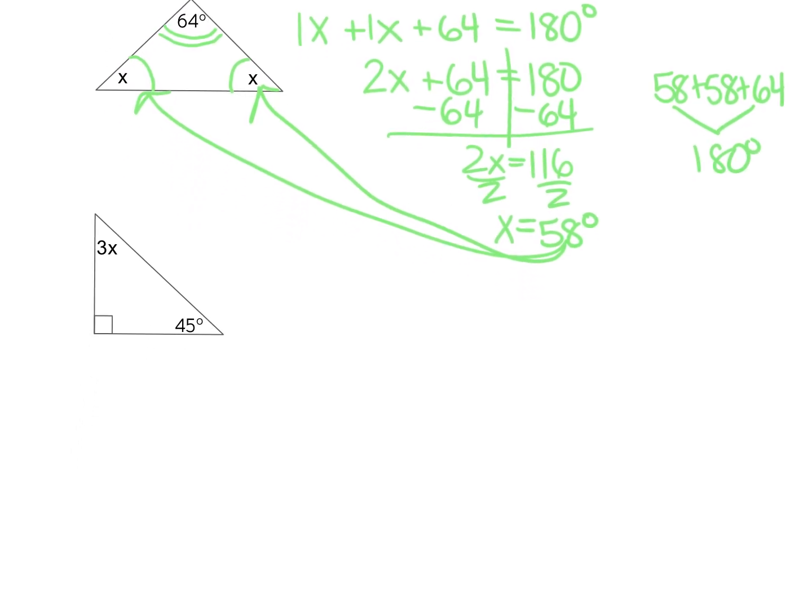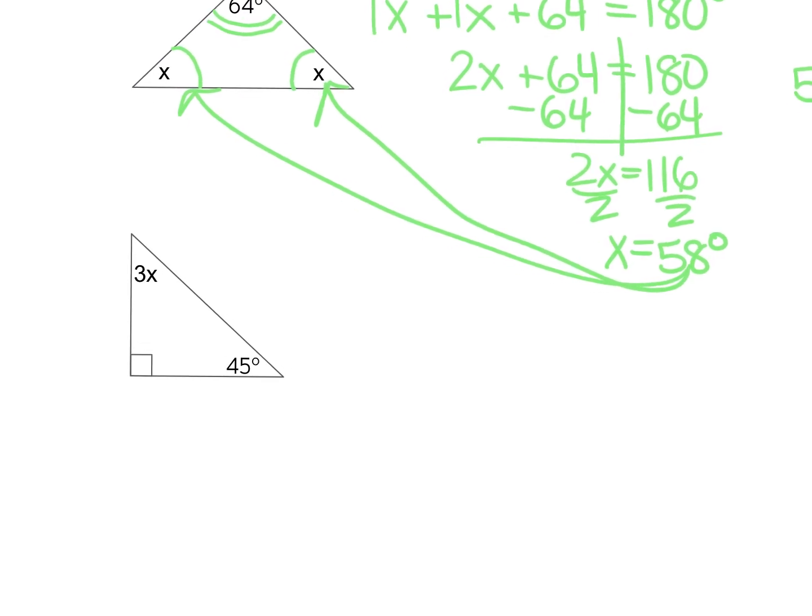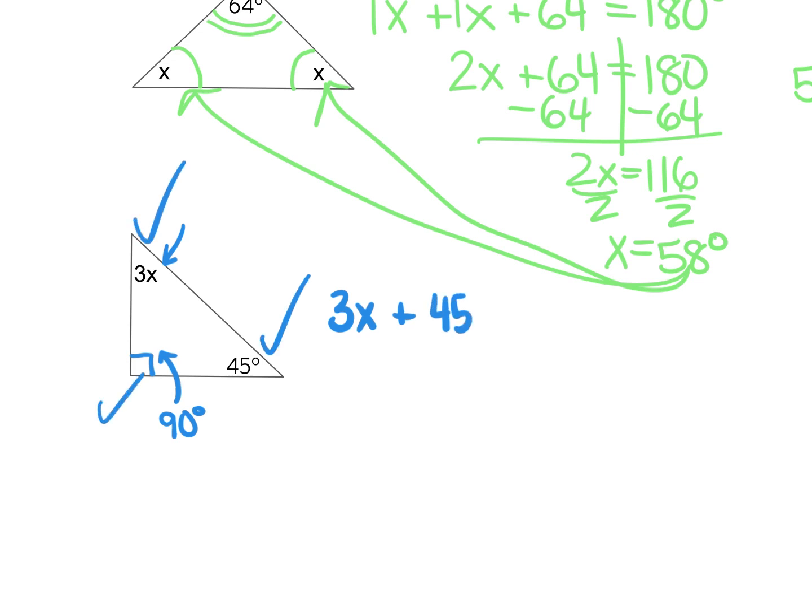One more example for you, this triangle right here. We're going to solve for x. This box right here means that this angle is a 90-degree or right angle. Again, the 3 angles are going to add up to 180 degrees, so we're going to write out our equation. We're going to write 3x plus 45, plus our 90 degrees is going to give us our 180. So again, we're going to simplify where we can.